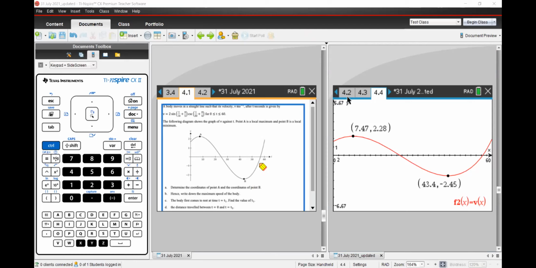And the C part is the body first comes to rest at t equals t1. So the body is at rest when the velocity is 0. So we can find this point of intersection with the x-axis, and we'll use the trace feature. We go to that point, it automatically snaps, hit enter, and you get the value as 21.1 for t. So at t equals 21.1 seconds, the velocity was 0. The body was at rest.